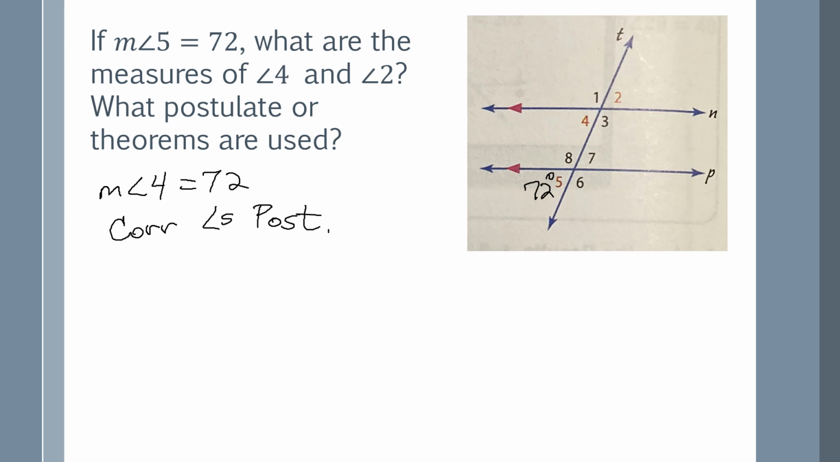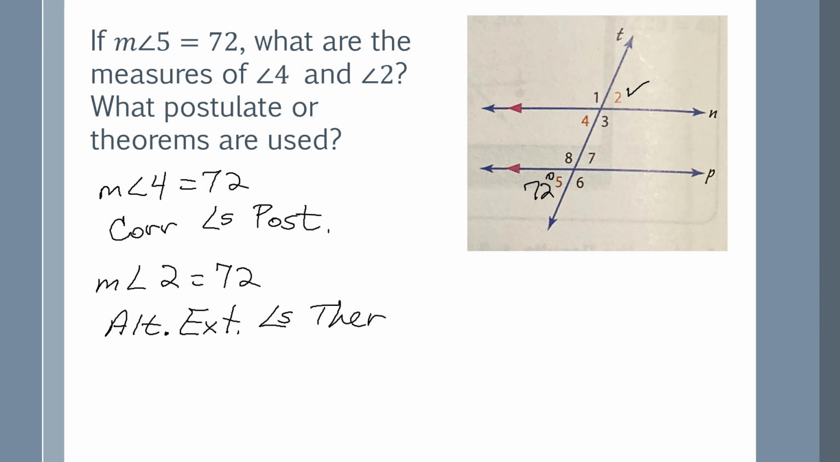Now, the next angle they want me to look at is angle 2. Well, angle 5 is on the left side of the transversal. Angle 2 is on the right side of the transversal, and they're both on the exterior. So that means they're congruent also. So the measure of angle 2 is equal to 72, and this is by alternate exterior angles theorem.